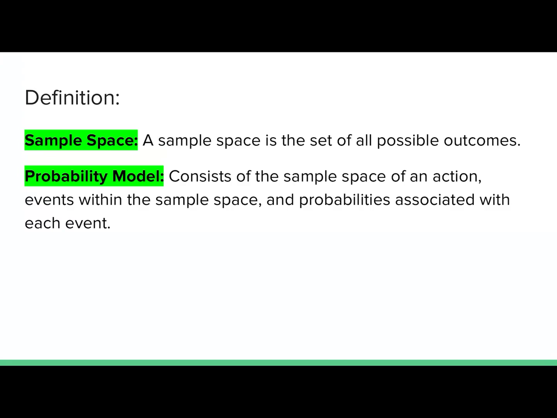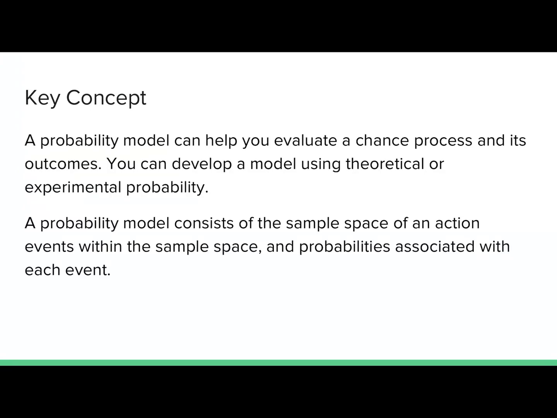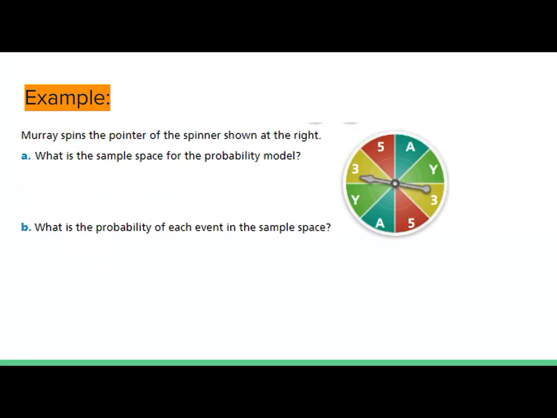And then the probability model. The probability model consists of the sample space of an action, events within the sample space, and probabilities associated with each event. So our key concept for this section is that a probability model can help you evaluate a chance process and its outcomes. You can develop a model using theoretical or experimental probability. A probability model consists of the sample space of an action, events within the sample space, and probabilities associated with each event. So here's our first example.